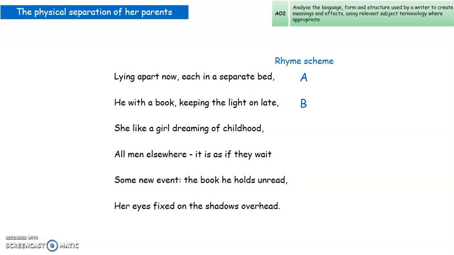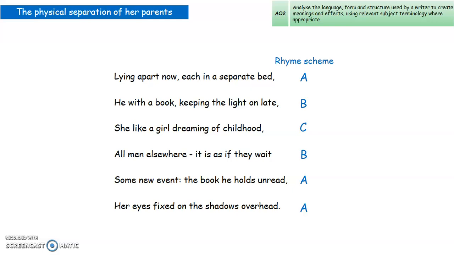Third line, childhood, again doesn't rhyme with either of the previous words, so this would be labelled C. Fourth line has wait. Wait and late do rhyme, so this line would be labelled B. And finally, the last two lines end in unread and overhead, and both of these rhyme, but they also rhyme with the first one. So this is A and A.